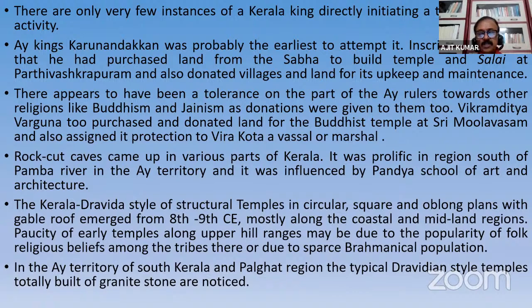The Kerala Dravida style of structural temples in circular, square and oblong plans with gable roofs also emerges during the 8th-9th century, mostly along the coast and the midland regions. There is a paucity of early medieval temples along the upper hill ranges, which may be due to the popularity of folk religion among the tribals residing there, or due to a sparse Brahmanical population in that region. In the Aya territories of south Kerala and the Palakkad region, typical Dravidian style temples, as we notice in Tamil Nadu, totally constructed in stone, are observable.